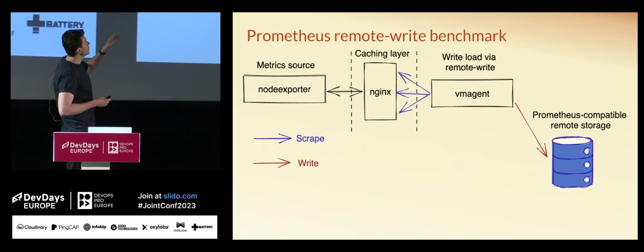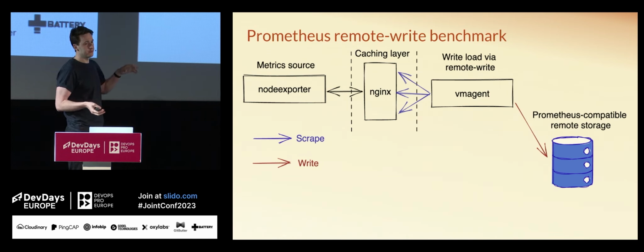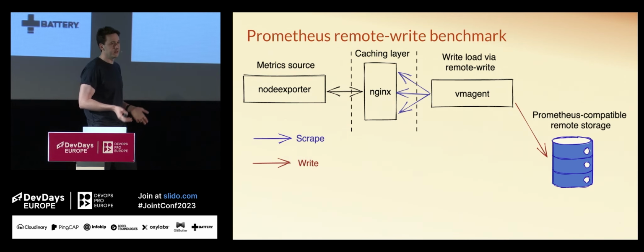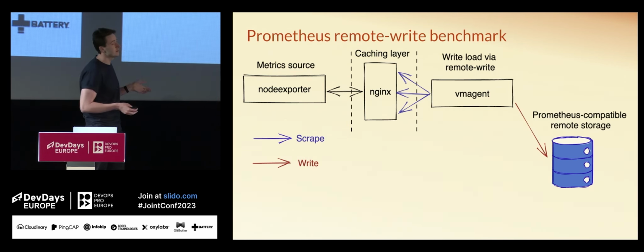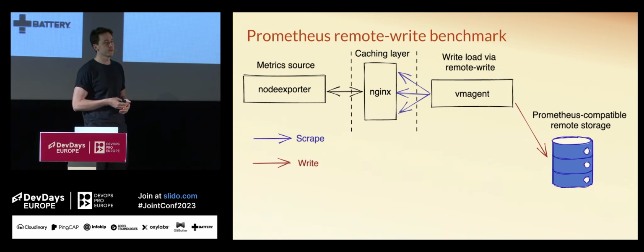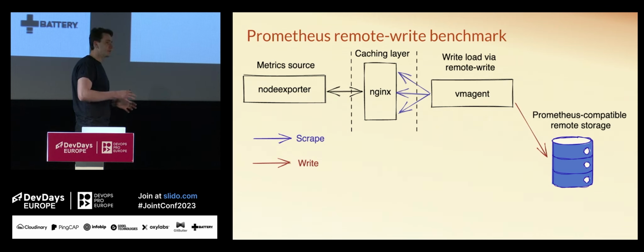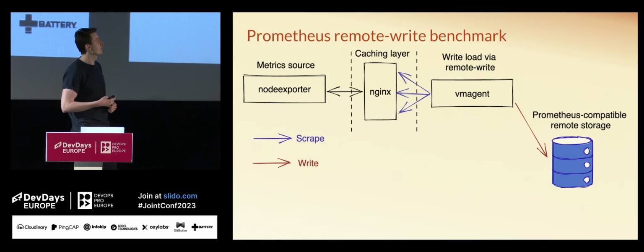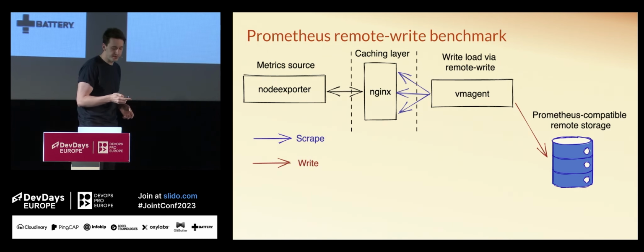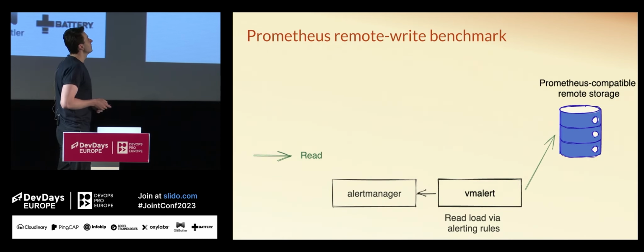And also we have a caching layer because NodeExporter seems kind of expensive. If you try to scrape it like 100 times per second, you will likely see delays on the scraping. So we use Nginx just to cache these scrapes for a couple of seconds. So we can easily scale the workload to hundreds of millions instead of thousands. So this is the write path and the read path.